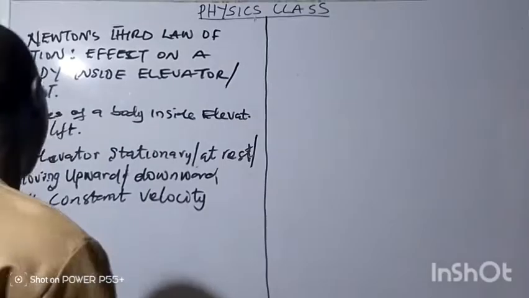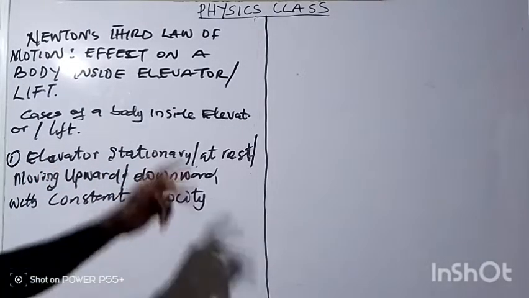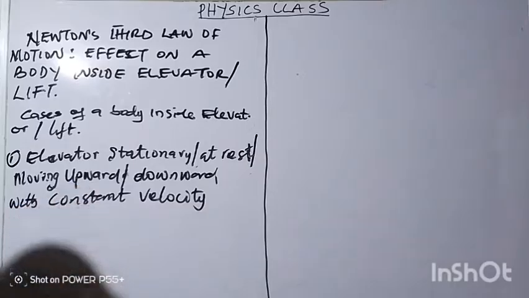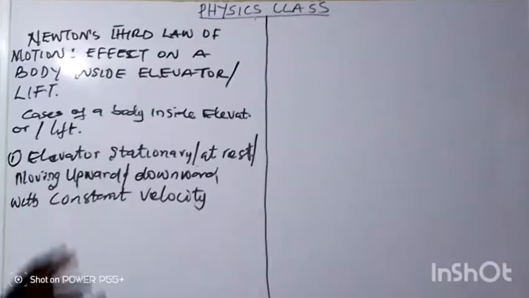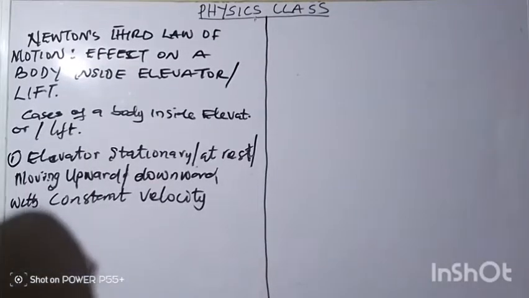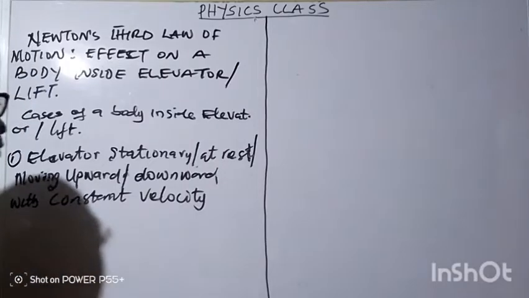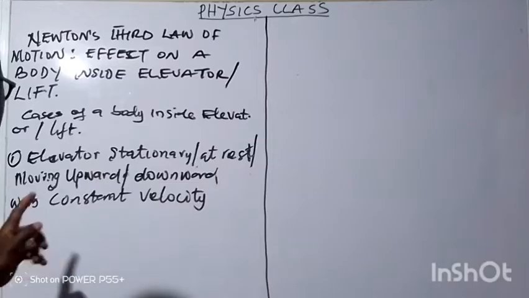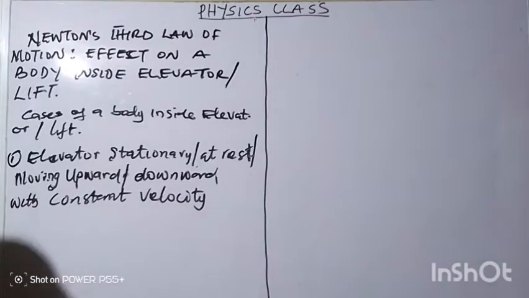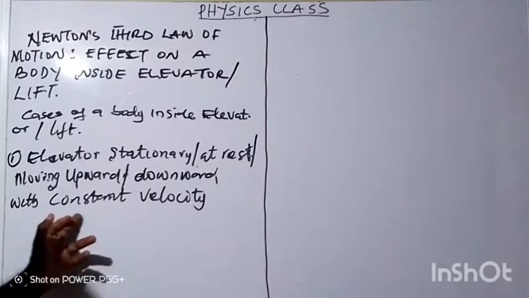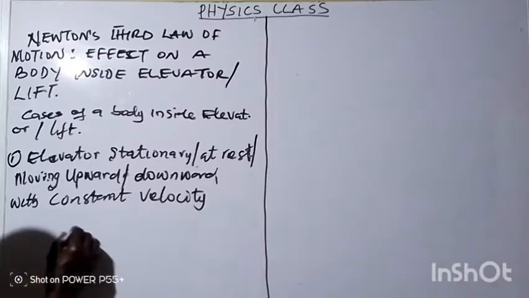The first one we are going to look at is the elevator stationary or at rest, or moving upward or downward with constant velocity. A body inside an elevator at rest or moving upward or downward with constant velocity will not gain or lose weight. Why? Because the acceleration is equal to 0 since the velocity is constant. So the first diagram will look like this.